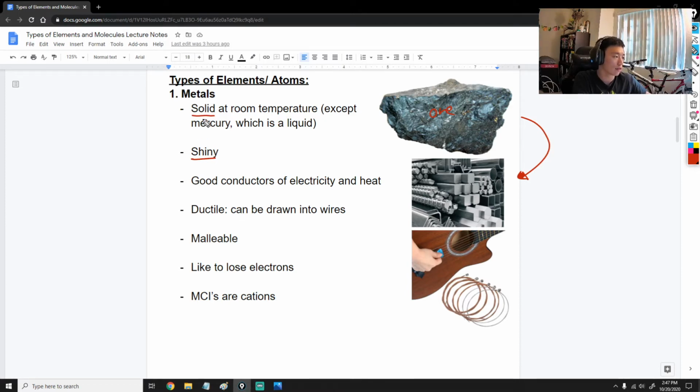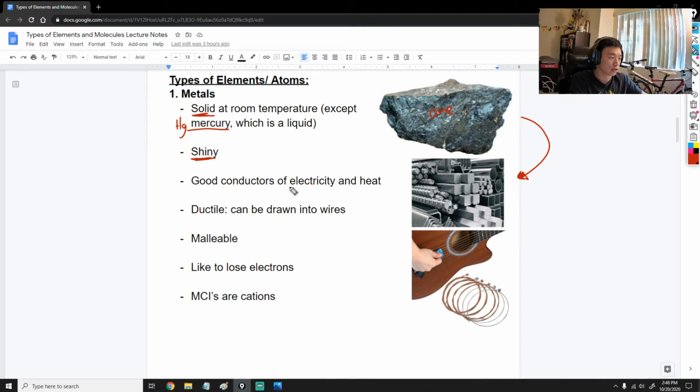Oh, one quick thing I forgot to mention. They're all solid at room temperature except for one of them, which is mercury, Hg. And this is the thing that's inside your thermometers. And as you guys know, that thing is liquid because it's able to expand and move up your thermometer and down depending on the temperature. Okay, like I said, metals are also shiny. You guys probably noticed that when you look at things made of metal.